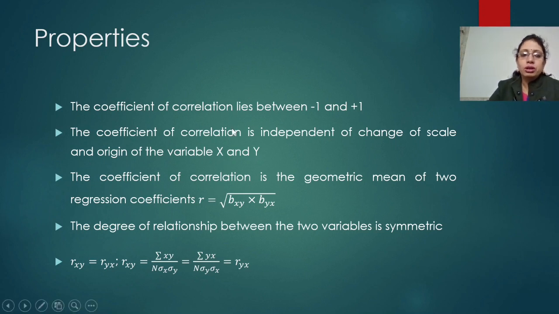We will prove how the value of coefficient of correlation lies between -1 and +1, and how it is independent of change of scale and origin. So let's prove these two properties. For that, let me open the Word file.